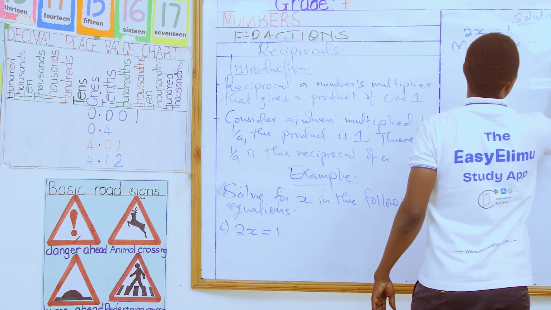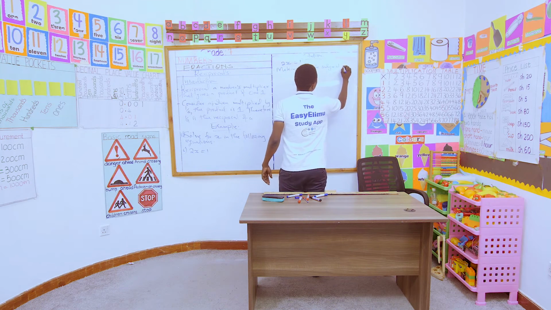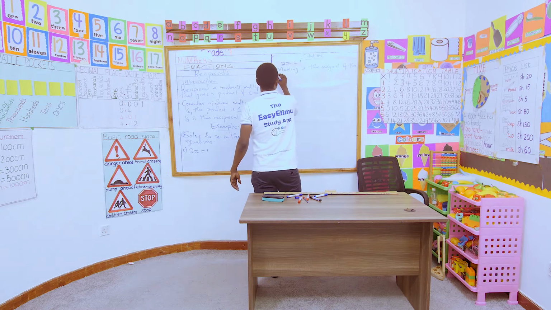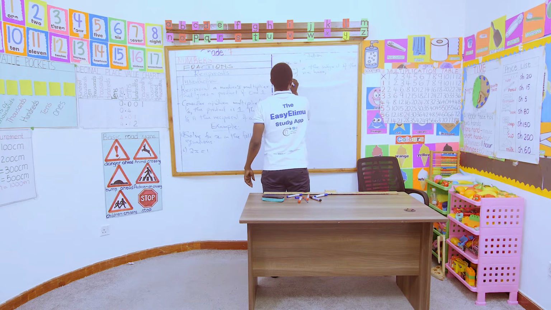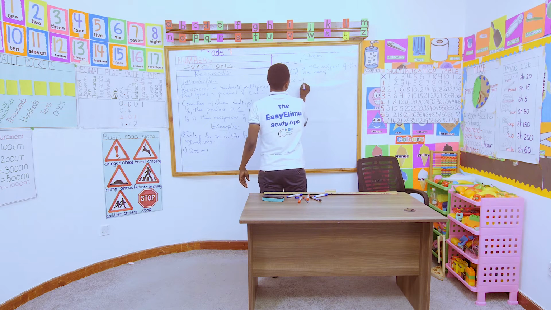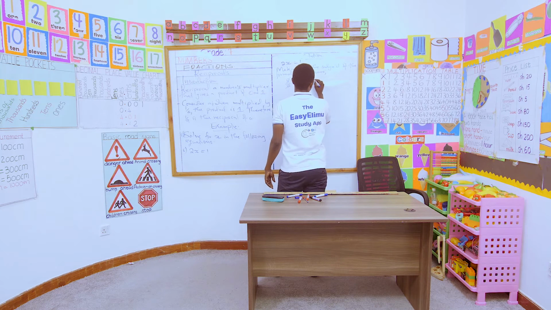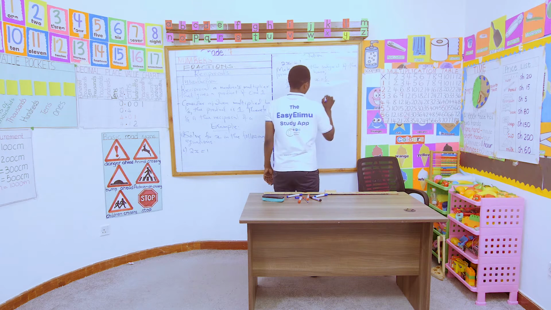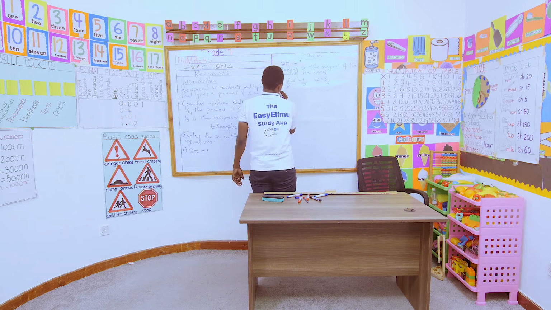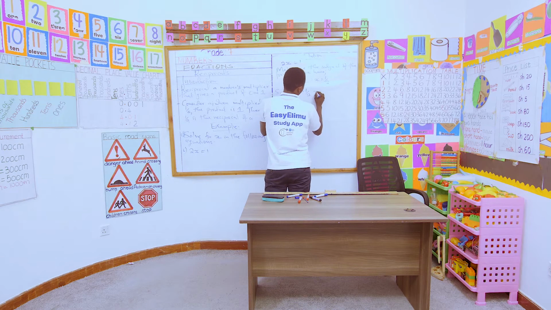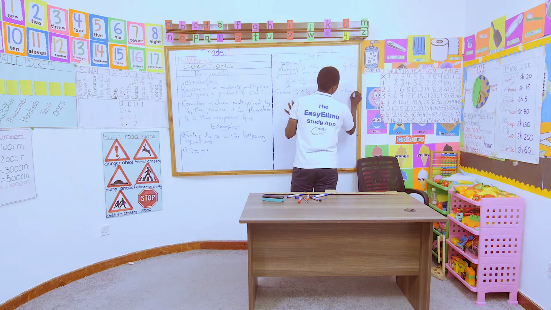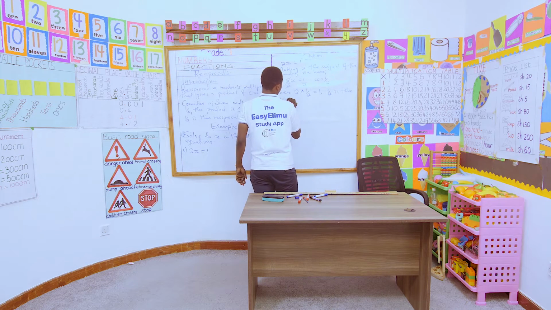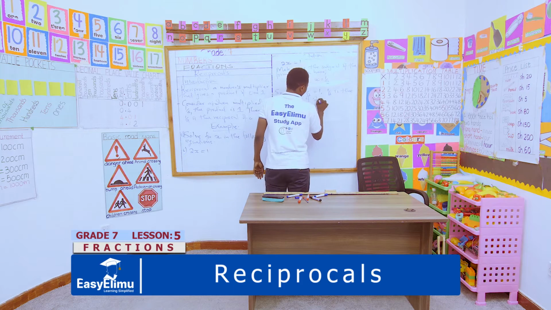the subject of the formula, we have 2x is equal to 1. We divide both sides by the coefficient of the variable. Hence, x is equal to 1 over 2. Then you say since 2 multiplied by 1 over 2 is equal to 1, 1 over 2 is the reciprocal of 2.